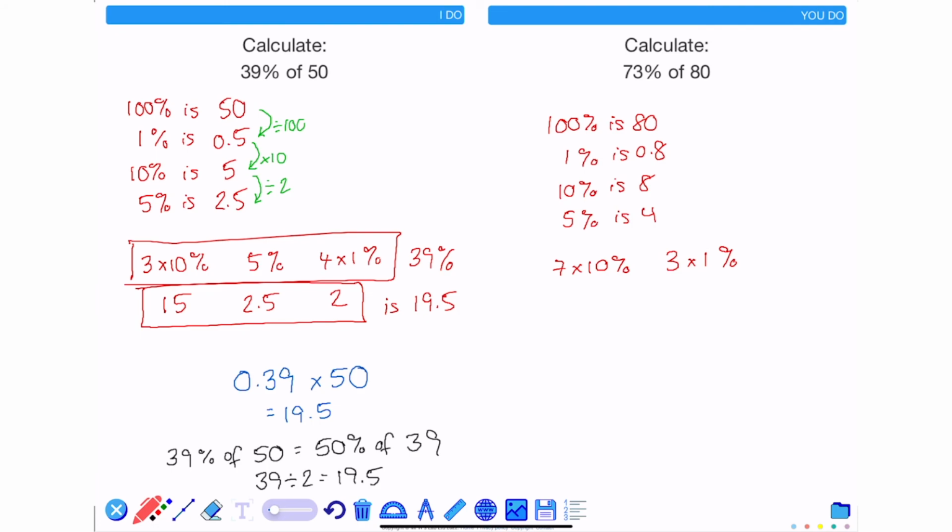7 10%s, so that's 7 times 8 is 56. 3 times 1% is 3 lots of 0.8, so 2.4. Now adding these together would give me my 73%, which is 58.4. Using the calculator technique, 73% as a decimal is 0.73, and times that by 80 using a calculator would also give 58.4.